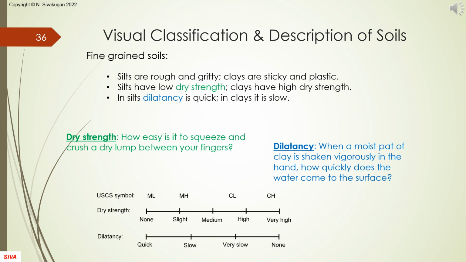Fine-grained soils are easily classified based on dry strength, by trying to crush a lump between fingers. Clays have high dry strength and silts have low dry strength. Wet clay feels sticky between fingers and wet silt feels gritty between fingers. Dilatancy can be tested to identify the fines. Hold a moist pad of fines on your palm and vibrate to see how quickly water rises to the surface, making it shiny. It happens relatively quickly in silts and slowly in clays.